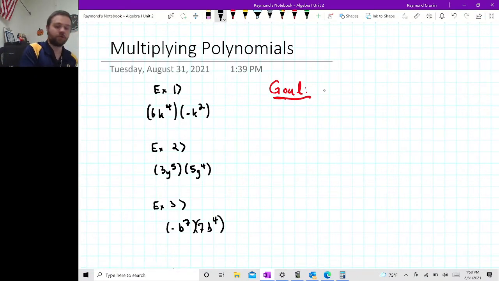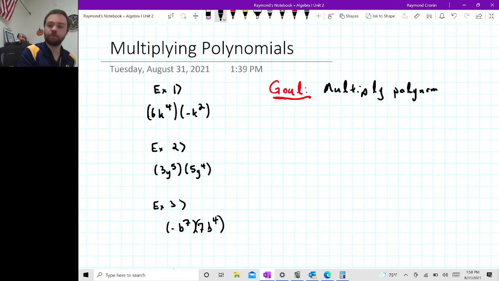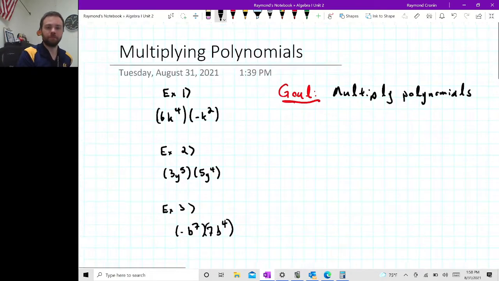The goal is to multiply polynomials. Pretty straightforward.